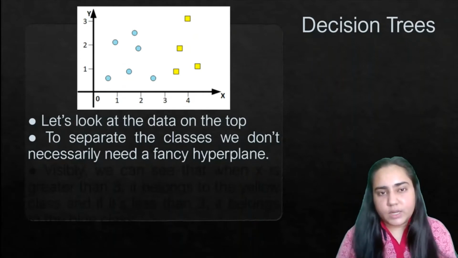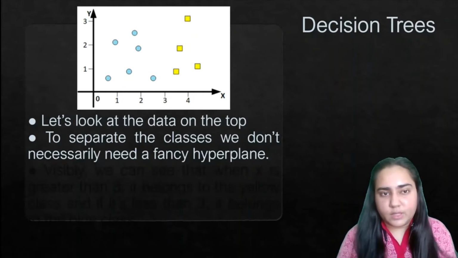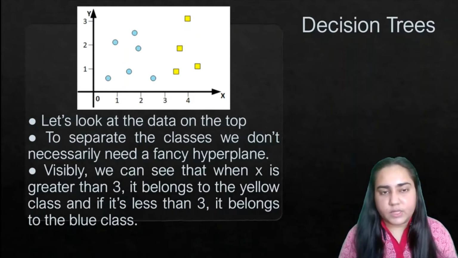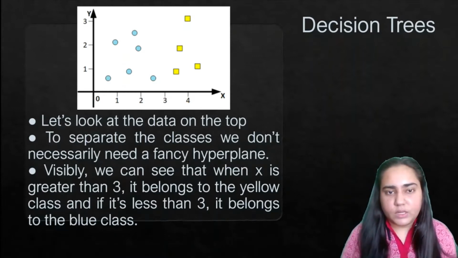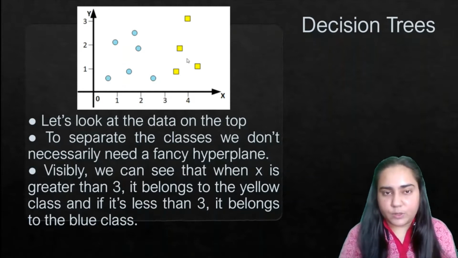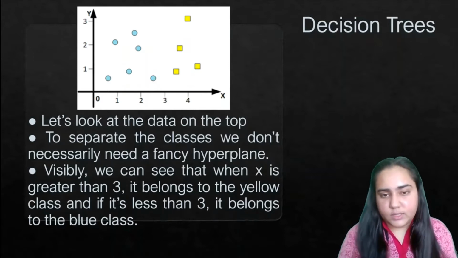So you don't need to create a line or a hyperplane to separate this data, but you can use decision trees to do that, because you can see very clearly from the data itself that whenever x is greater than 3, all those data points right here are yellow. They are all yellow boxes. And when x is less than 3, they are all right here in blue circles. So less than 3 is the blue class and greater than 3 is the yellow class. That's quite easy to tell just by looking at the data.